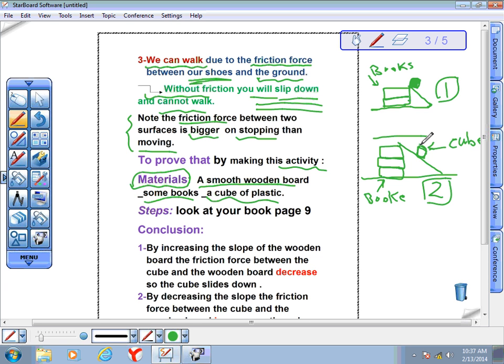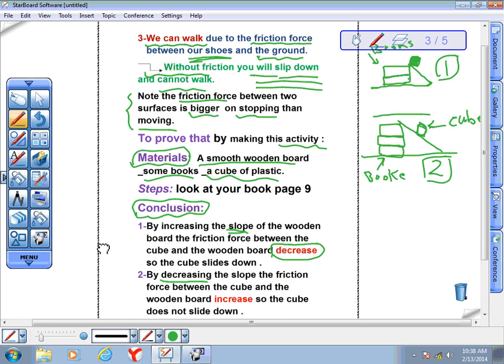Finally, we found that we can read this conclusion to understand this. By increasing the slope of the wooden board, the friction force between the cube and the wooden board decreases, and by decreasing the slope, the friction force between the cube and the wooden board increases, so the cube doesn't slide down.